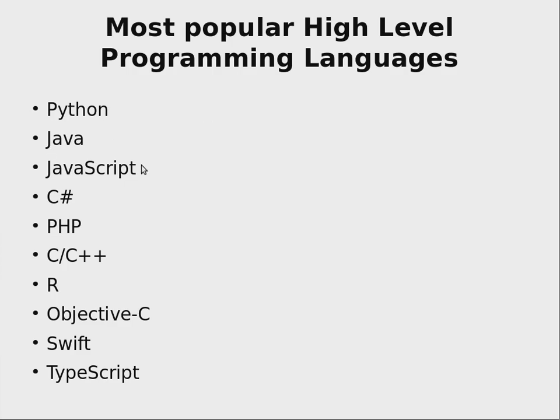JavaScript is an interpreted programming language, C# compiled, PHP interpreted programming language, C or C++ compiled programming language, R interpreted programming language, Objective-C compiled, Swift compiled, TypeScript interpreted programming language.